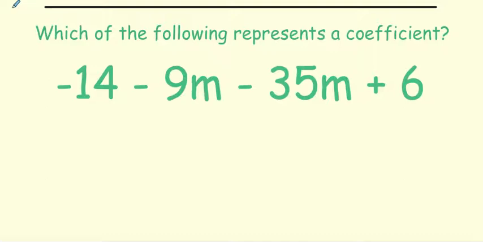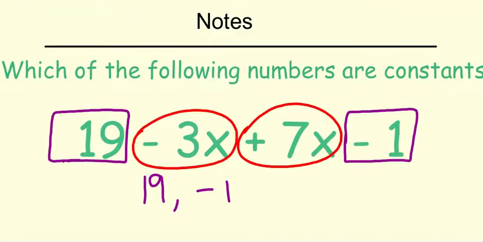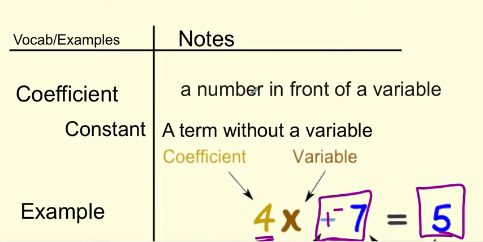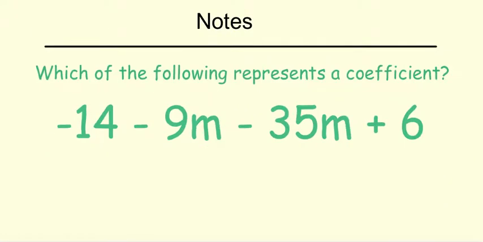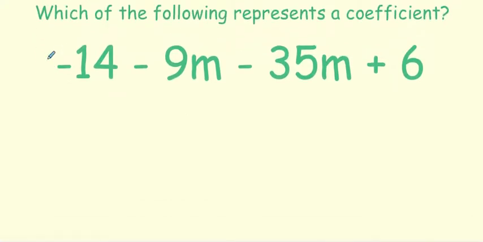In this question, I need to label what are the coefficients. Remember, if we go back to our notes, the coefficient is the number in front of the variable. Here's my variable. The variable is the letter. So the number in front is the coefficient. So if I go back to this original example, I'm going to do the same thing I did on the last one. I'm going to start by grouping these.